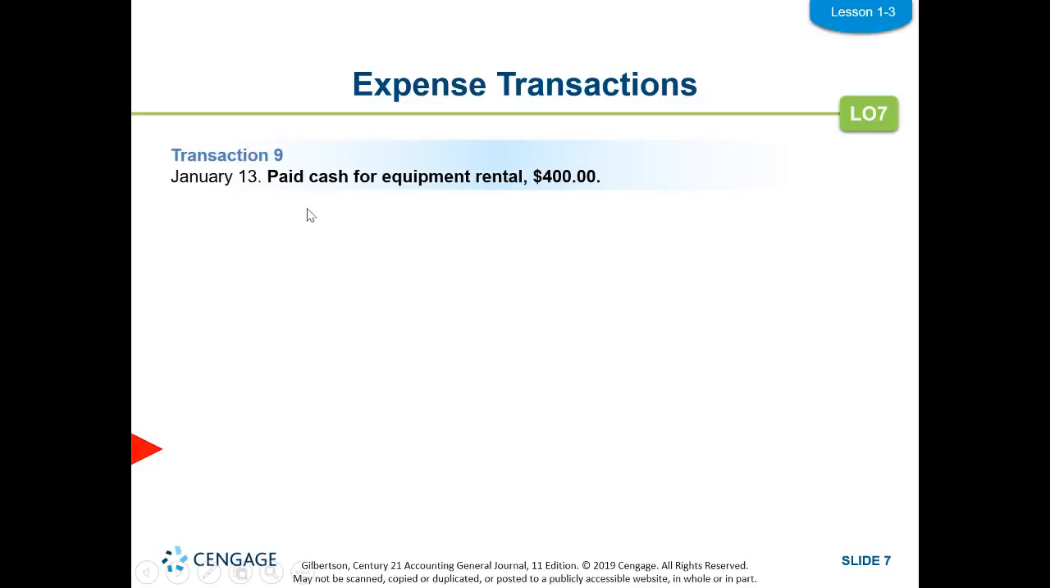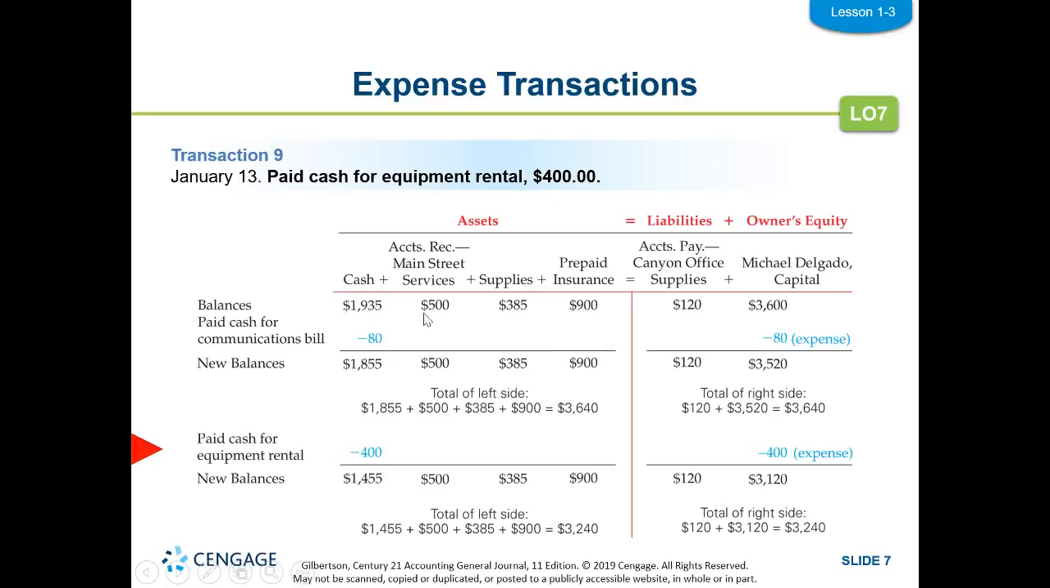Okay, now here we paid cash for an equipment rental, $400. Cash is affected and expenses. Cash is an asset, expenses is a capital account, owner's equity account. We paid cash, so that's going to be decreased. We paid an expense, so that's going to decrease our capital account or owner's equity.